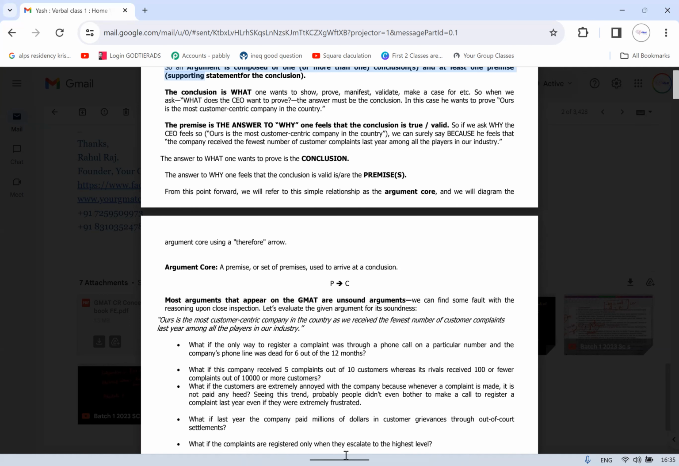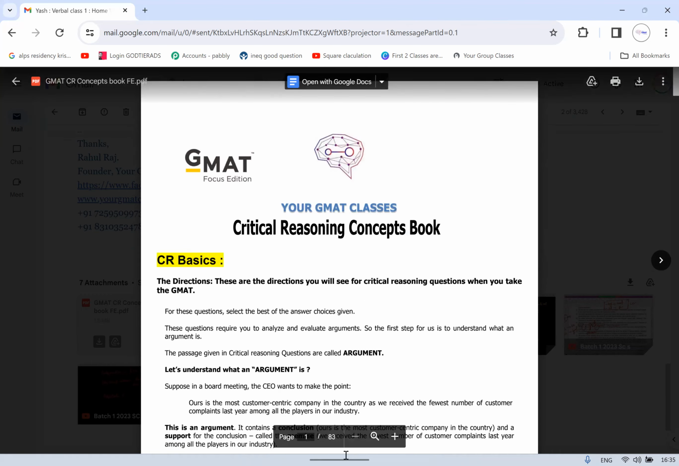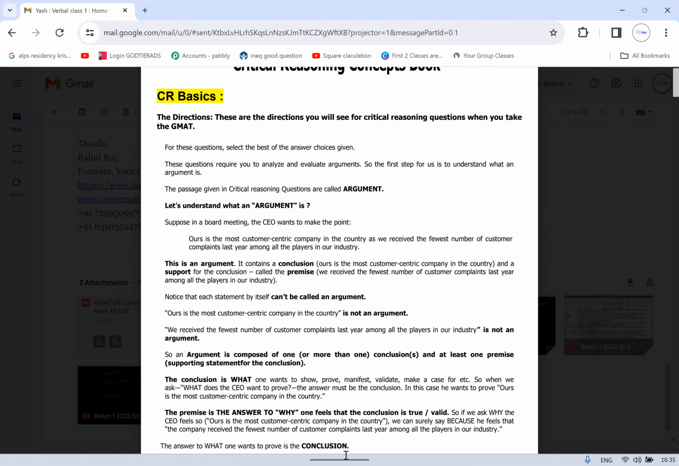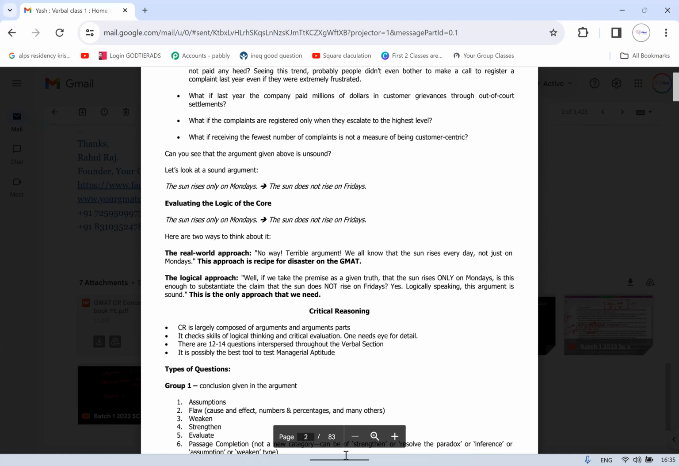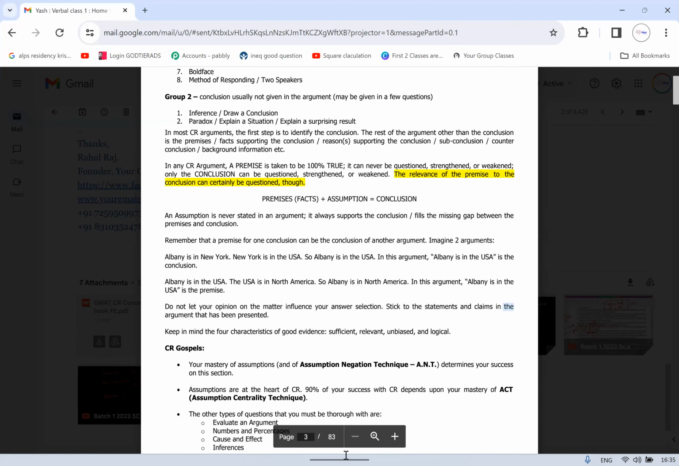So you don't have to study CR Bible. Trust the book that I have given you. This is one of the most entertaining books you can study for critical reasoning. But just follow what I'm asking you to do. If you start doing exercise 4 and 5, I'm not responsible. So don't do exercise 4 and 5.